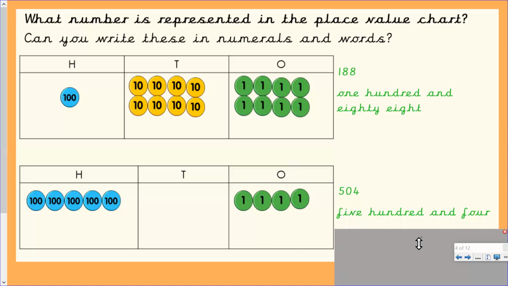And you write it in words like this: 504. If you've made any spelling mistakes, that's fine. You can correct it now.